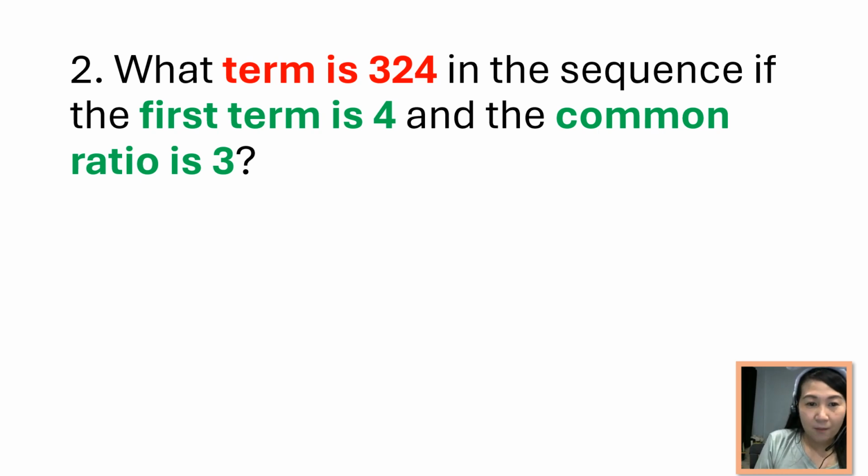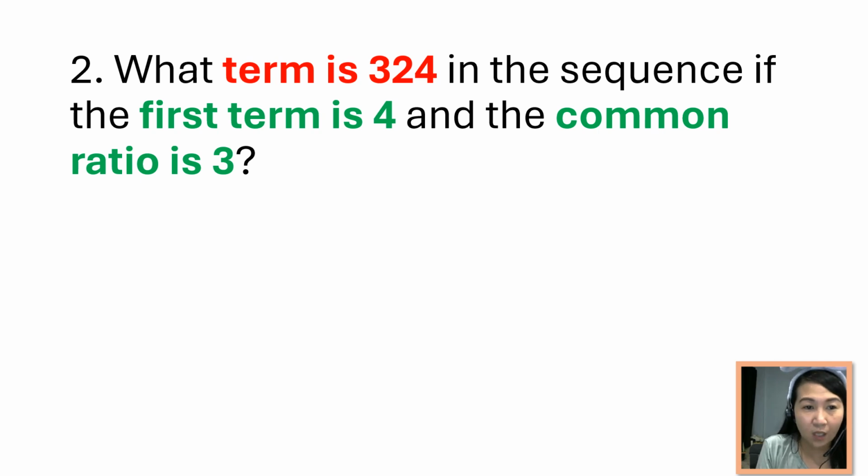So example number 2. What term is 324 in the sequence if the first term is 4 and the common ratio is 3? So the question asks us what is the term. So we are looking for the value of n. Okay, pang ilang term daw si 324.